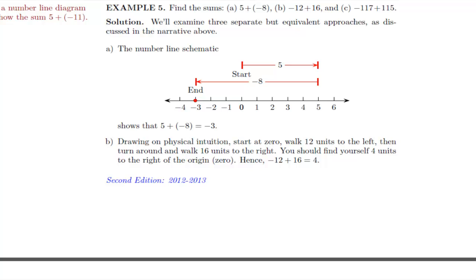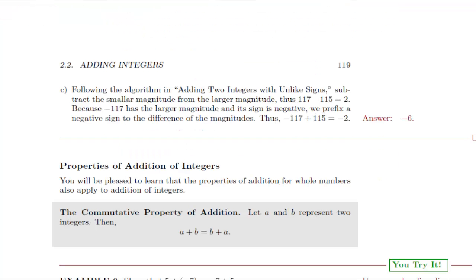You should find yourself 4 units to the right of the origin. Hence, -12 + 16 = 4. C. Following the algorithm for adding 2 integers with unlike signs, subtract the smaller magnitude from the larger magnitude, thus 117 - 115 = 2. Because -117 has the larger magnitude and its sign is negative, we prefix a negative sign to the difference of the magnitudes. Thus, -117 + 115 = -2.